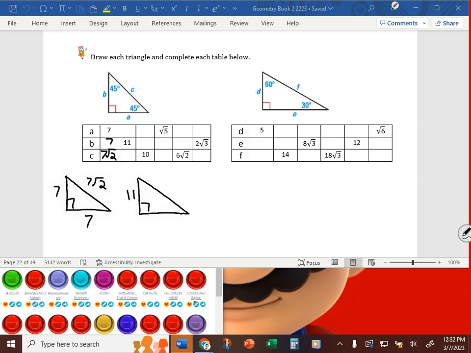New triangle here. If I tell you that B is 11, then what is A? 11. Yes, draw them out.